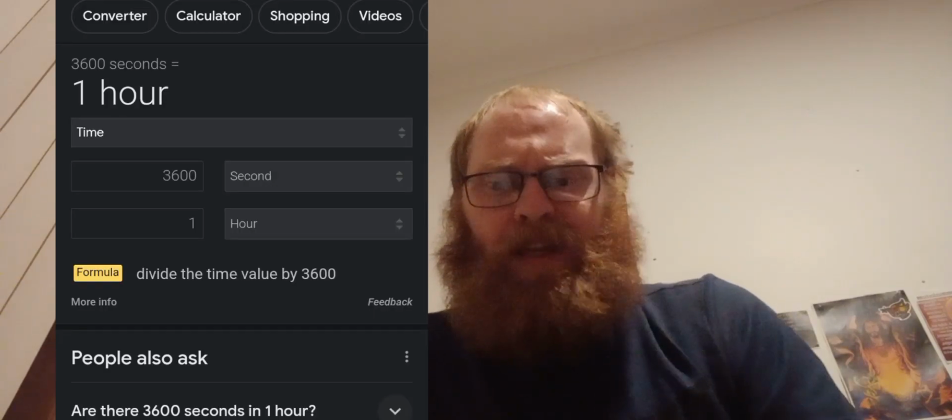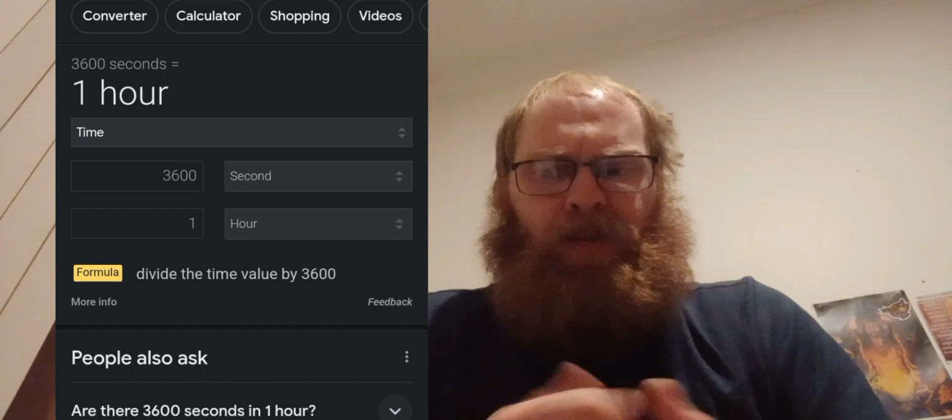So even in time, which is 3,600 seconds per hour, so this is 3 + 6 + 0 + 0 = 9. So we see mathematics here. So this is the esoteric knowledge, if you will, of mathematics. So the answers of the universe.